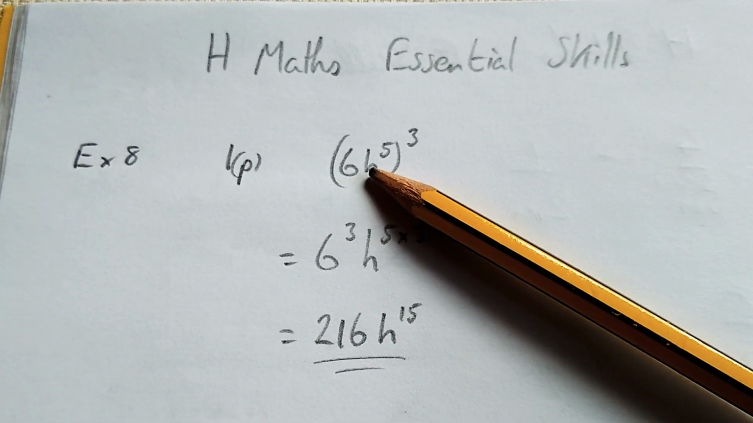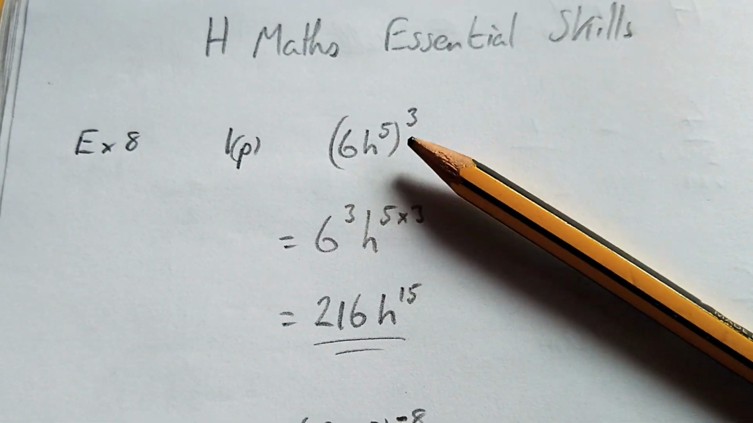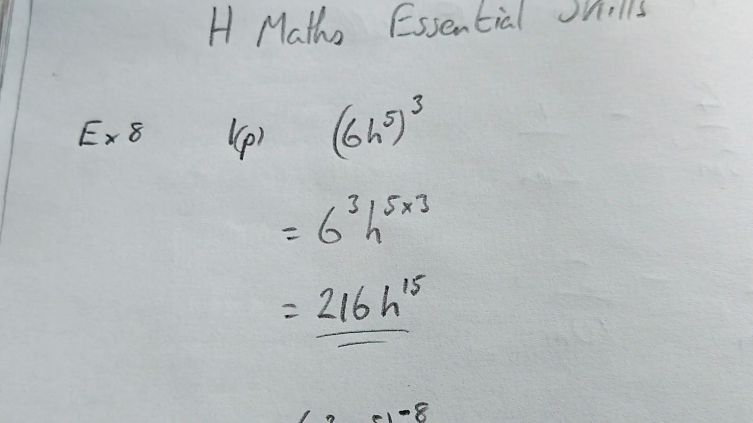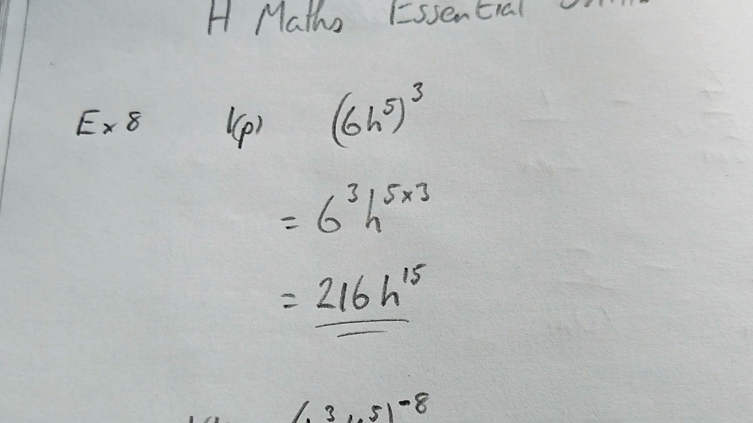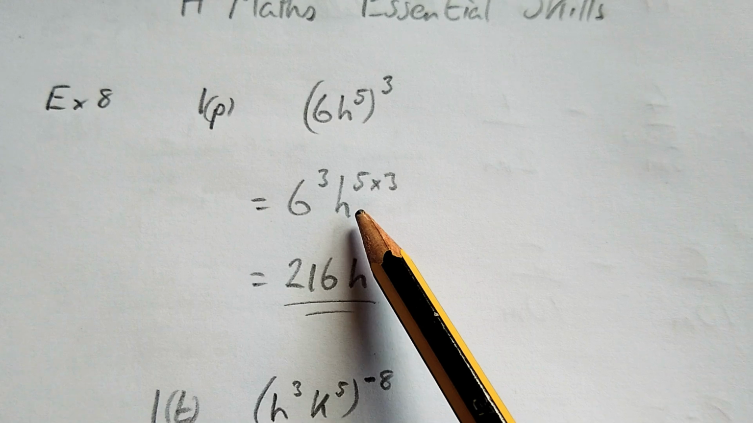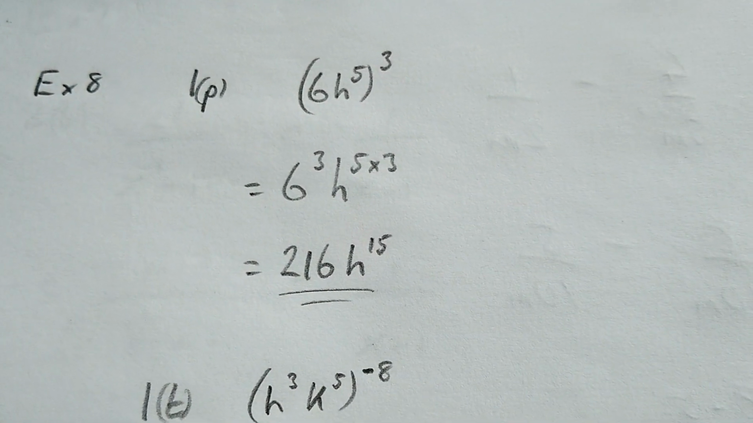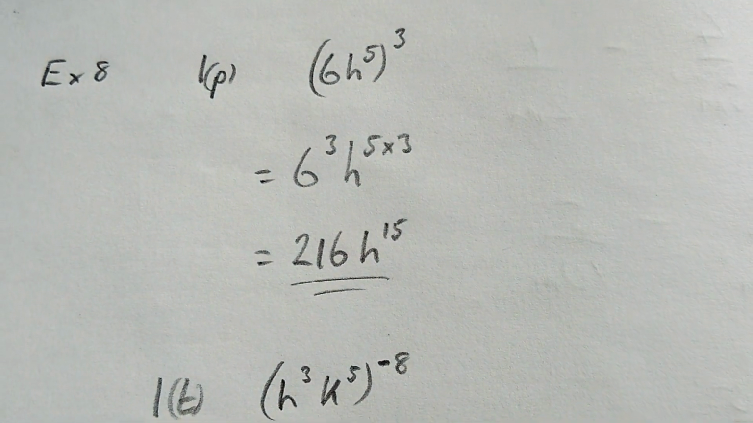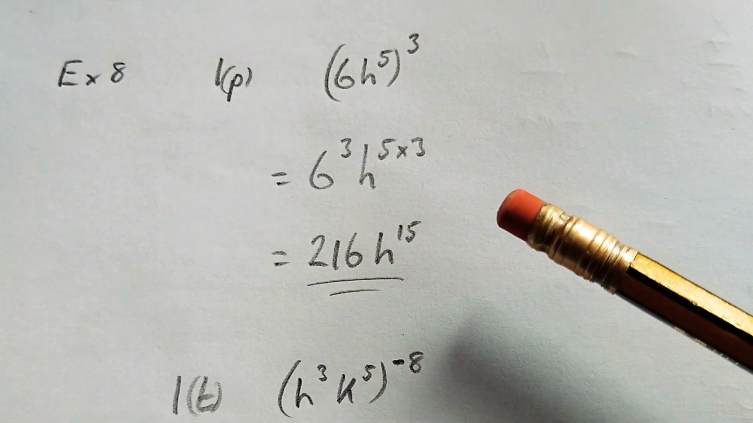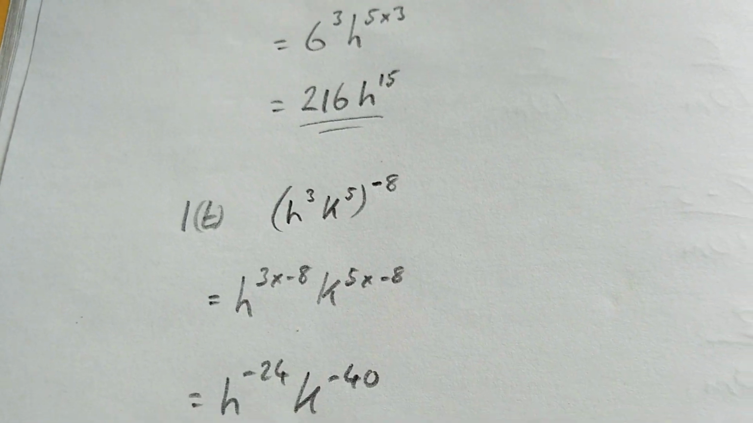So we're doing 6h to the power 5, all cubed. Okay guys, so here it's everything in the bracket cubed, so we need to remember to cube the 6. 6 cubed: 6 times 6 is 36, multiplied by 6 another time would be 216. And h to the power 5, if we cube that, we do 5 multiplied by 3, which is 15. So 216h to the power 15. Remember to look back at the laws of indices at the start, at the previous video, with the examples on.